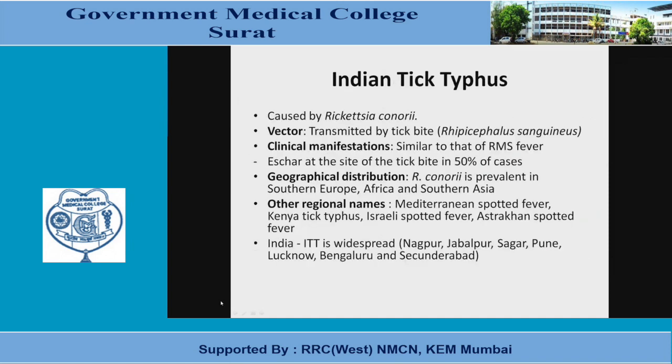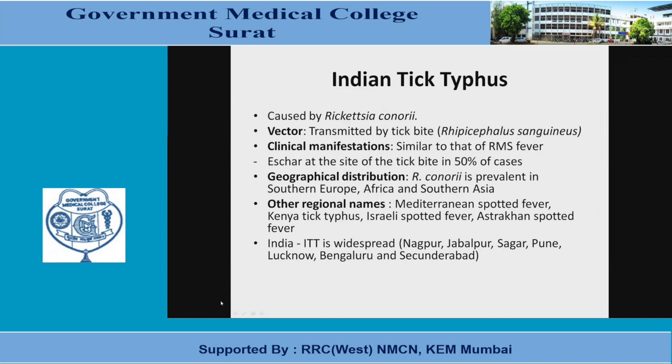Indian tick typhus. It is caused by Rickettsia conorii. The vector is the tick, transmitted by the tick bite. Clinical manifestations are similar to those of Rocky Mountain spotted fever, with an eschar at the site of the tick bite in 50% of cases.